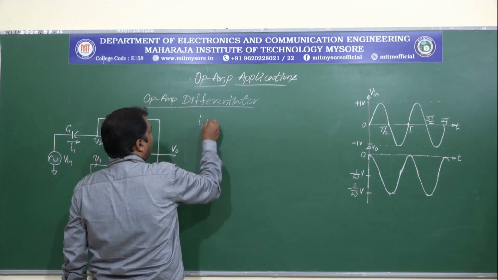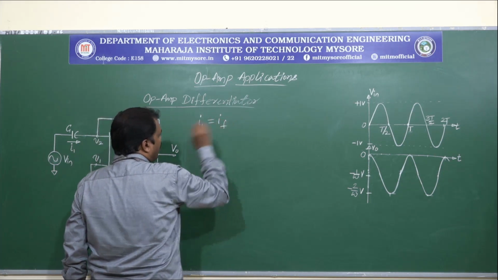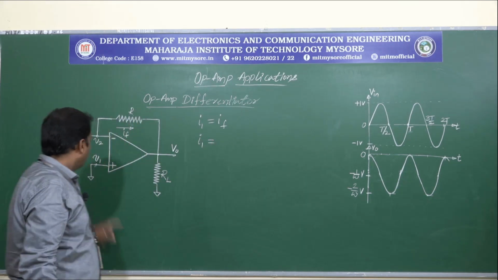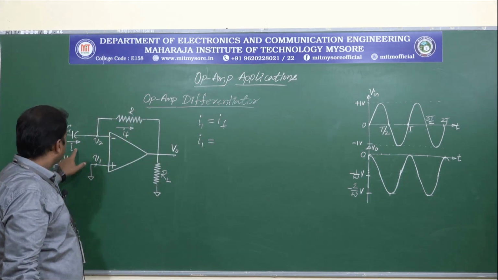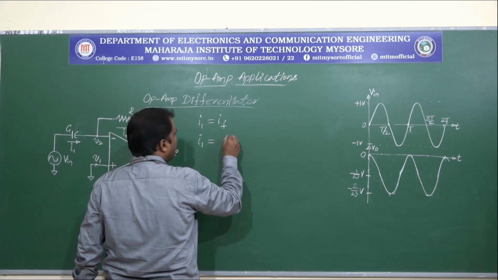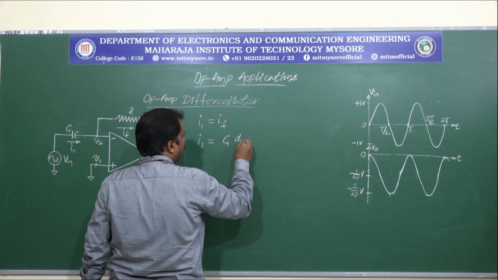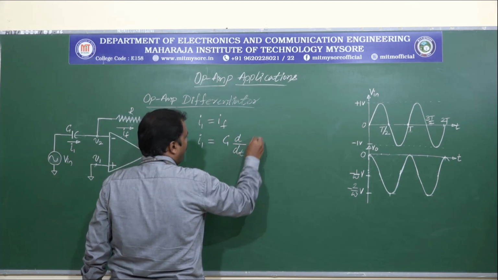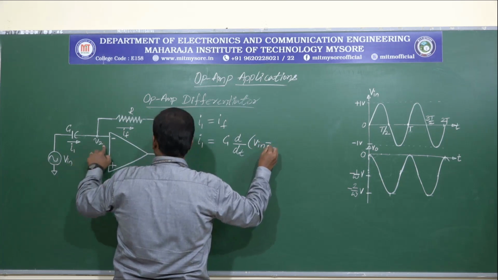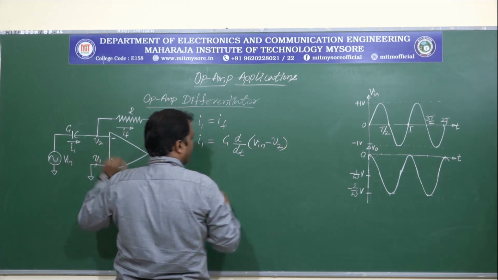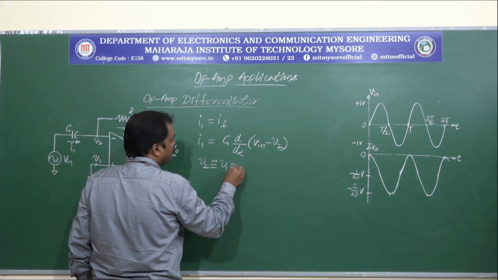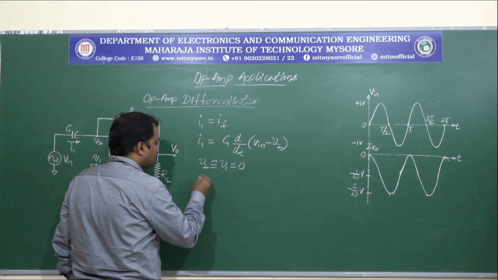So let us write I1 is equal to IF, and write the expression for I1 using Ohm's law. So this I1 is charging this capacitor C. So this can be written as C into d by dt of Vin minus V2. And we know V2 is virtually connected to V1, so V2 is going to be 0.